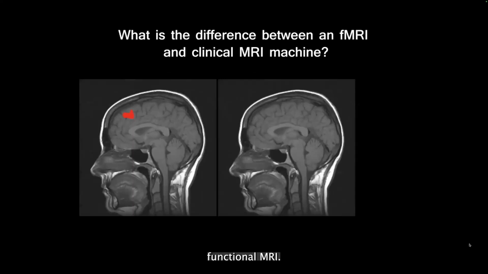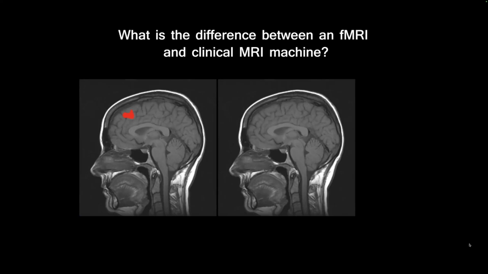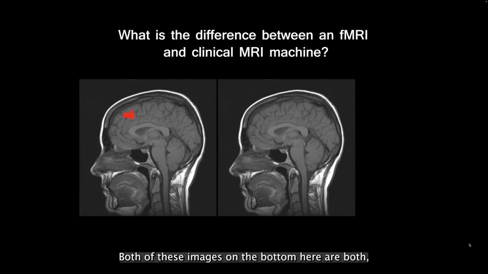MRI. And so one issue to address is that you'll sometimes hear individuals say an fMRI machine, or they're wondering if they can use an MRI machine for functional imaging. And the answer is yes. There's no difference between an fMRI and a clinical MRI machine. Both of these images on the bottom here are both structural images, and what we do with functional MRI is just overlay a different signal on top of that.